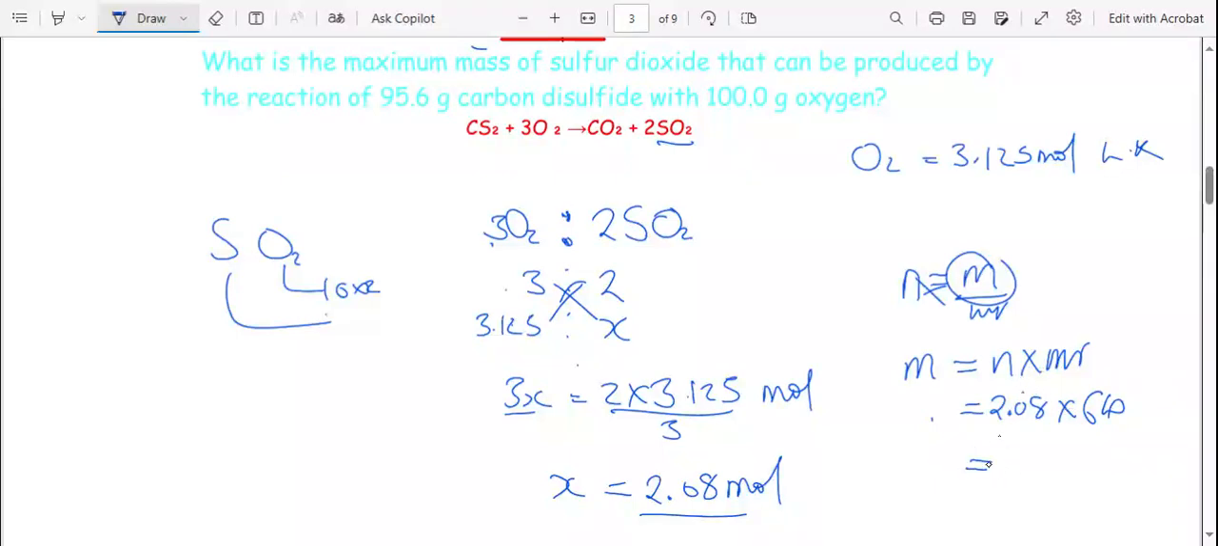Once you do that, the mass that you are going to get is 133 when you multiply that. So 133 grams of sulfur dioxide will be produced. By the way, this is a capital letter.